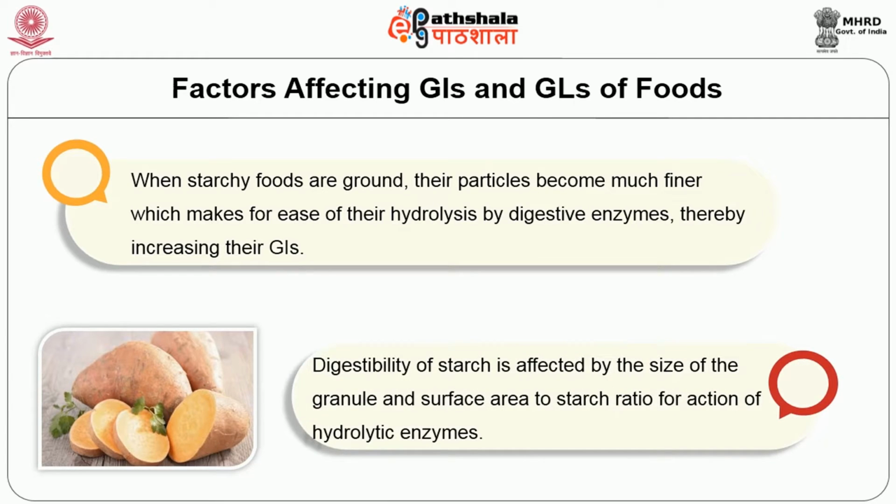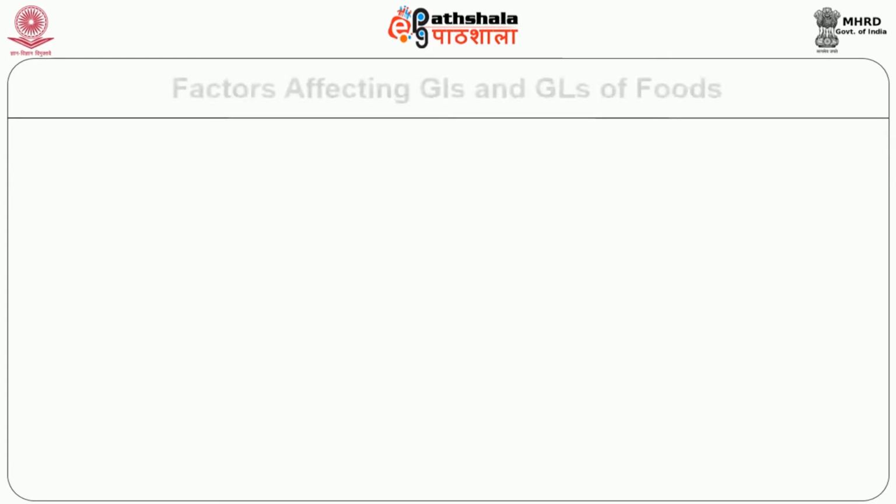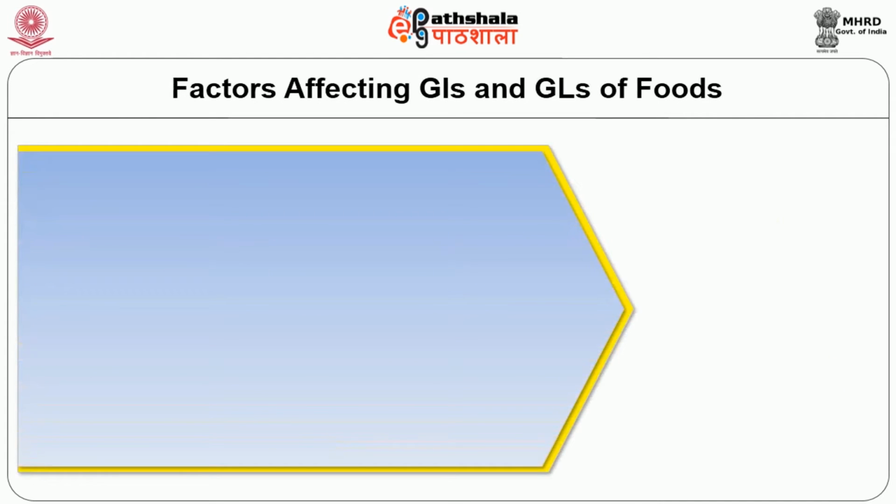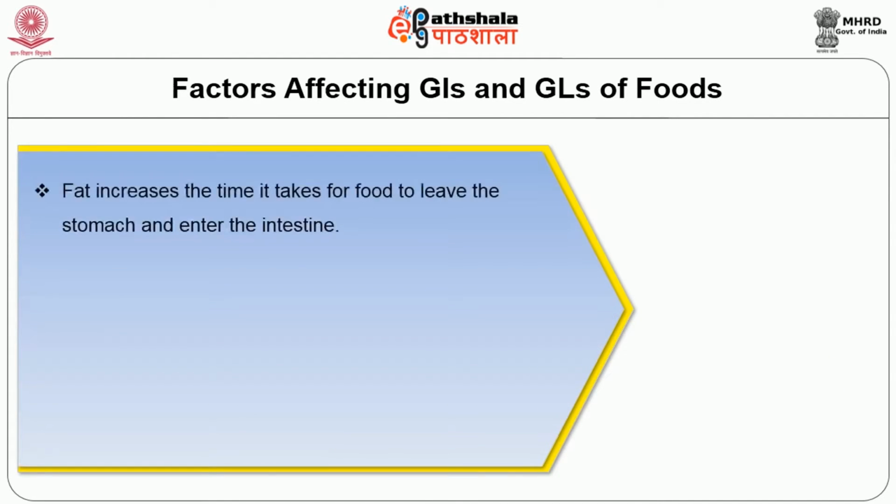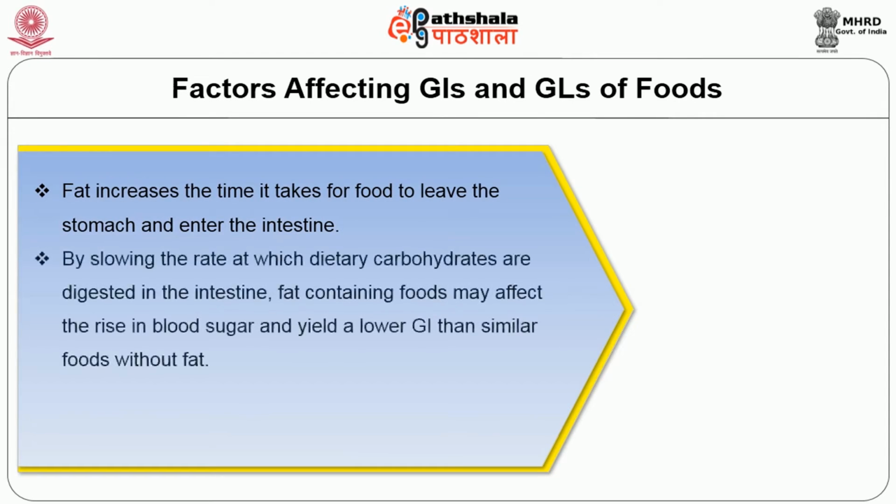Digestibility of starch is affected by the size of the granule and surface area to starch ratio for action of hydrolytic enzymes. The 10th factor is the role of fat. Fat increases the time it takes for food to leave the stomach and enter the intestine. By slowing the rate at which dietary carbohydrates are digested in the intestine, fat-containing foods may affect the rise in blood sugar and yield a lower glycemic index than similar foods without fat.